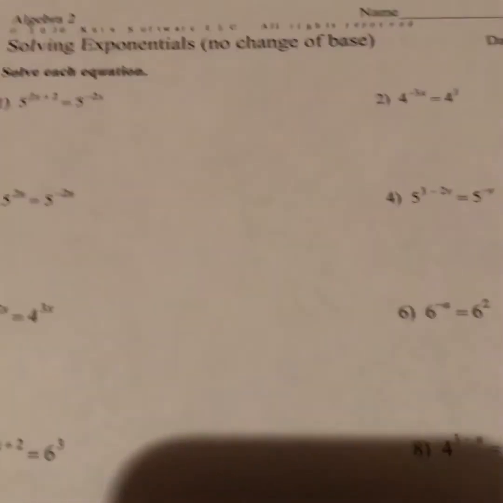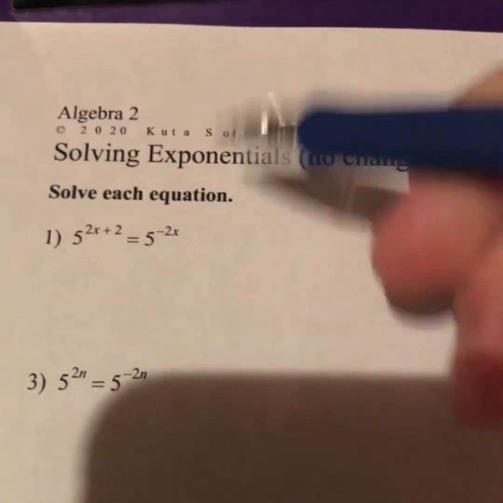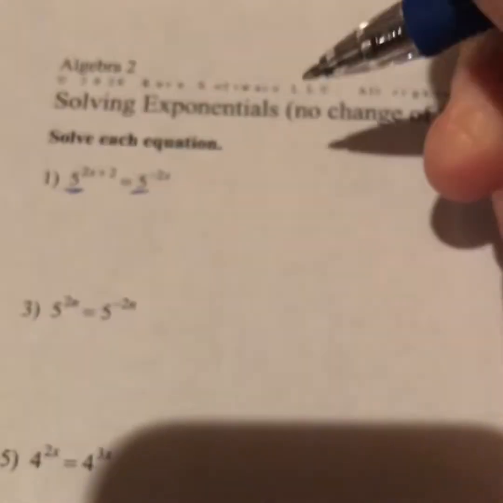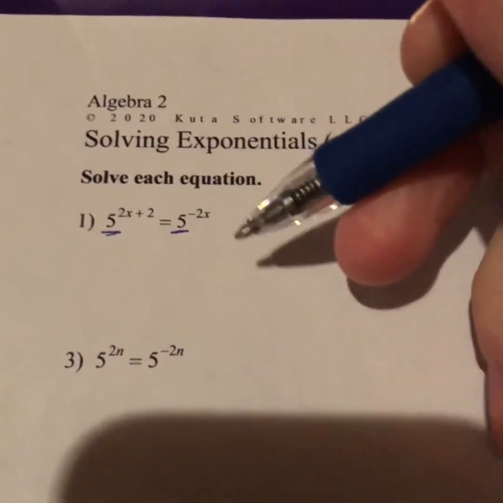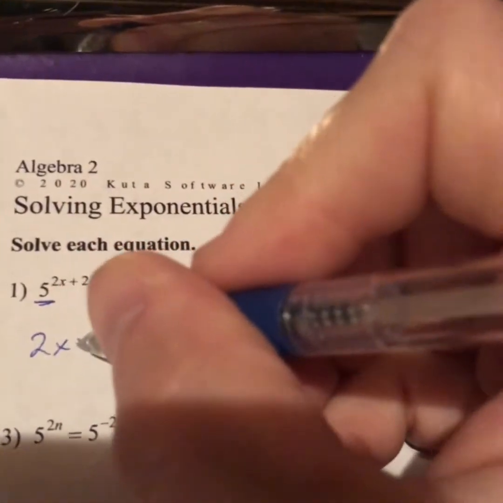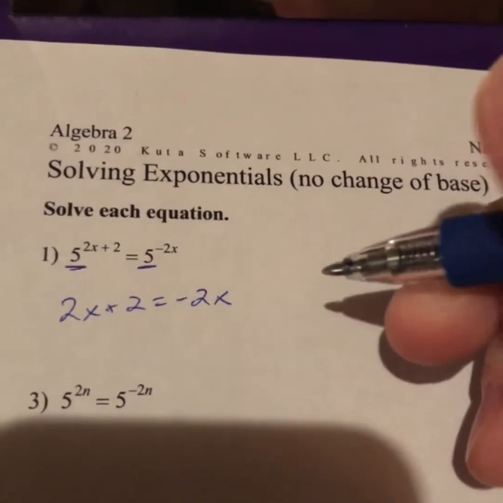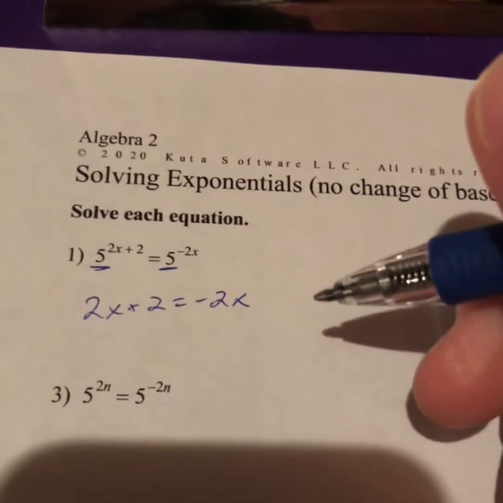When you have the same base in the number, not in the exponent, all right? So in this case, we had 5 to the 2x plus 2 and 5 to the negative 2x. So the 5 is the same, so we're allowed to set the exponents equal to one another. So we would just do 2x plus 2 equals negative 2x, and we can just solve for x that way.